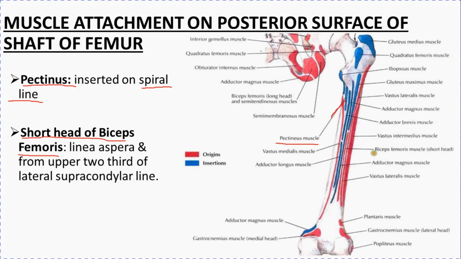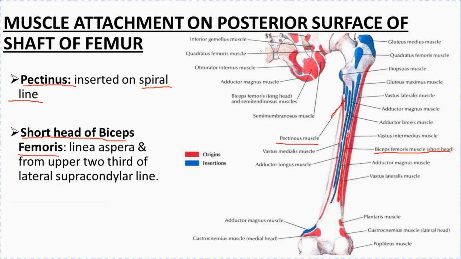Now we will look into the figure. This is the biceps femoris muscle. See, it is arising from here, from the linea aspera, running downwards up to the upper two-thirds of the lateral supracondylar line or lateral supracondylar ridge of the femur. This is the biceps femoris muscle. Shall we revise again? Okay.